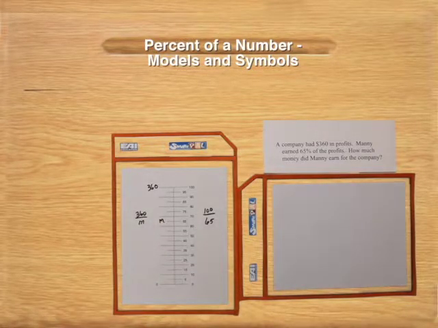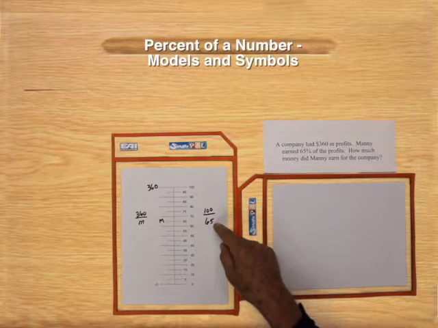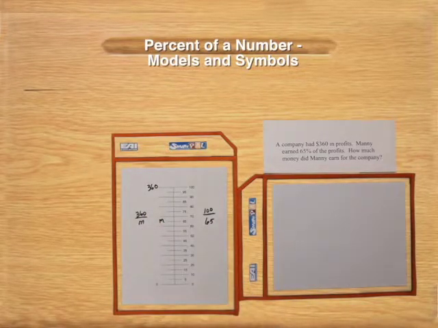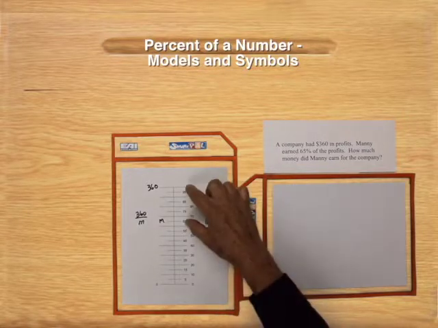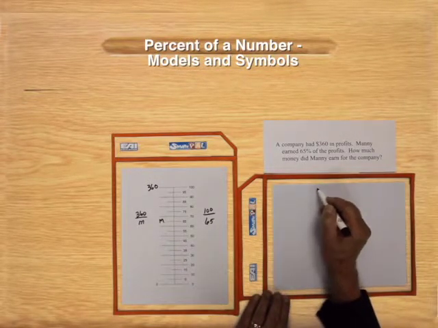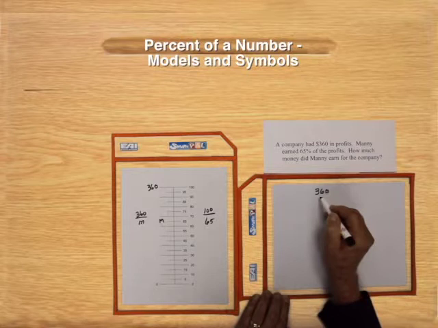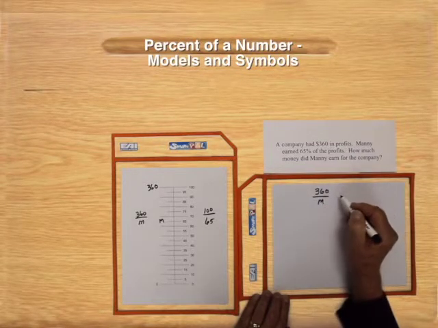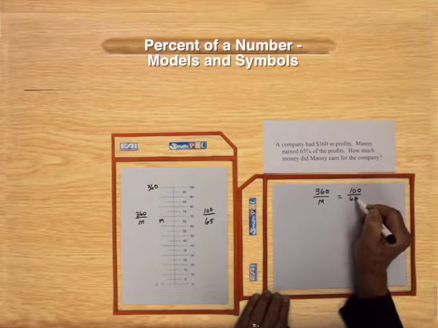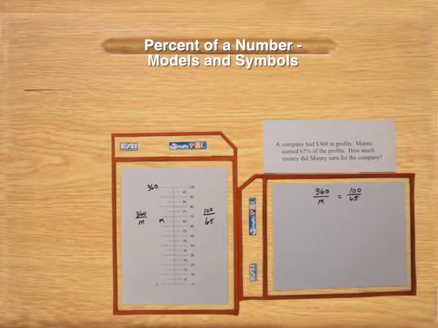So now we have two ratios. 100 is to 65 and 360 is to M. And we want those ratios to help us solve the problem. Well, those ratios are equal because the position of 65 and M are in the same position on the grid. So our equation is going to be 360 over M equals 100 over 65. So now let's solve this equation.